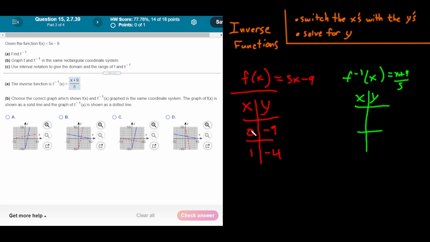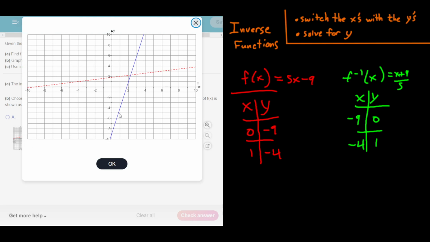Okay, but we can go ahead and do our little inverse trick because we know this is the inverse of that one. We're going to switch the x's and the y's. That'll be negative 9, 0 and negative 4, 1. Easy peasy, right? Let's see if we can figure out which one. Oh, it does say that the inverse is the dotted line. So they switched it up on us. So the blue line should be our original. So let's see which one of these lines has 0, negative 9 for the original and 1, negative 4.